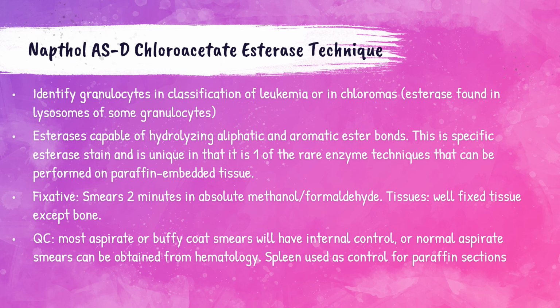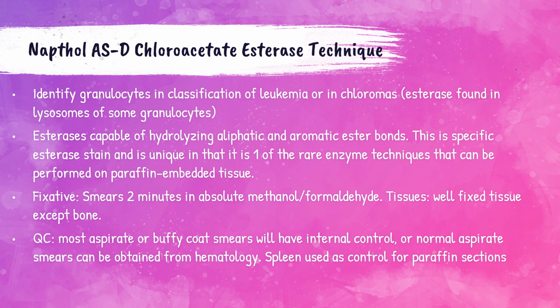This is a specific esterase stain. It's unique in that it is one of the rare enzyme techniques that can be performed on paraffin-embedded tissue. Just like in the alpha-naphthyl acetate esterase technique, the hydrolyzed alcoholic residue couples with a hexazotized paraosaniline to give a brightly colored azo dye reaction product at the site of enzyme activity.